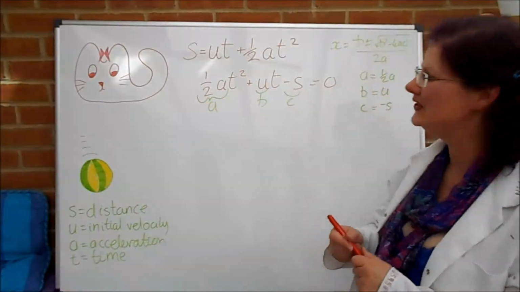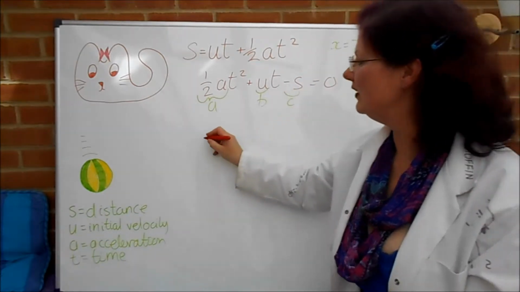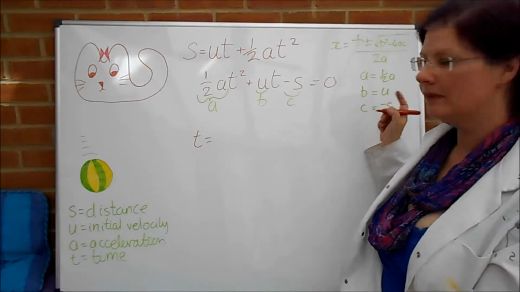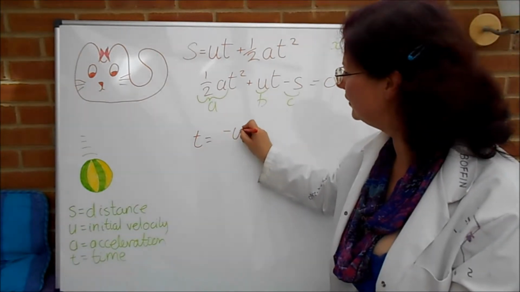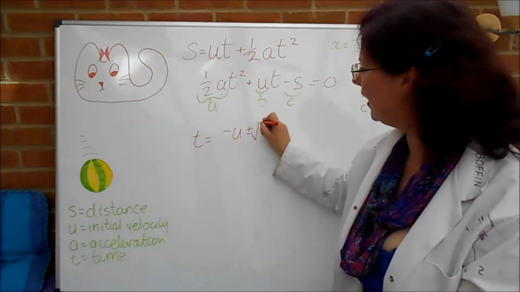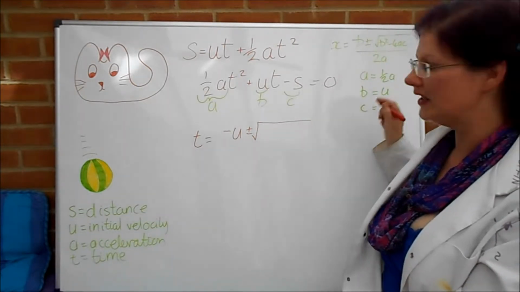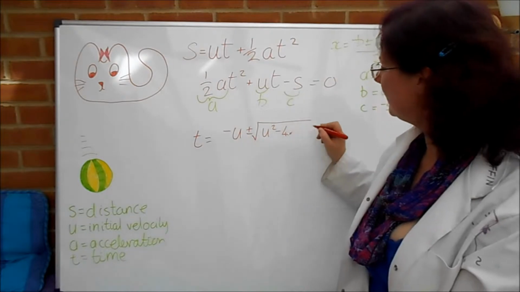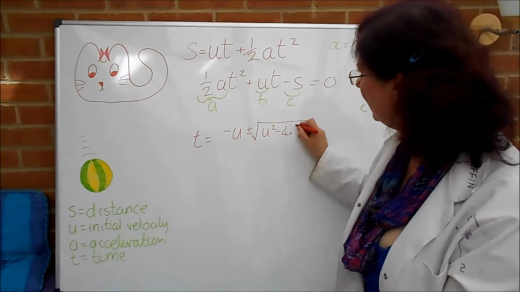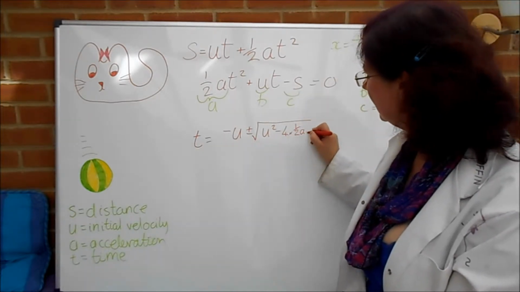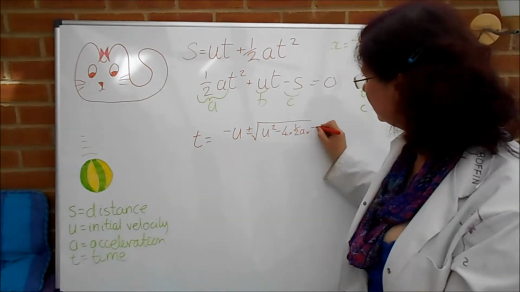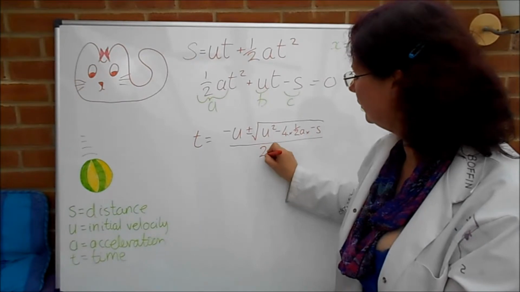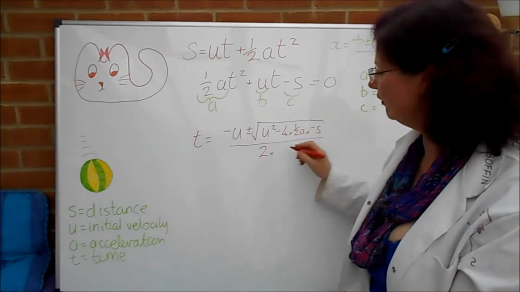Right, here's the substituting in. Instead of x we are using t equals, instead of minus b, we're using minus u, plus or minus the square root of our b squared, which is u squared, minus 4 times our a, which is a half a, and our c is negative s. Whole thing over 2a, which is a half a.